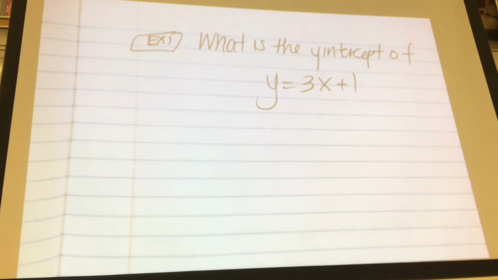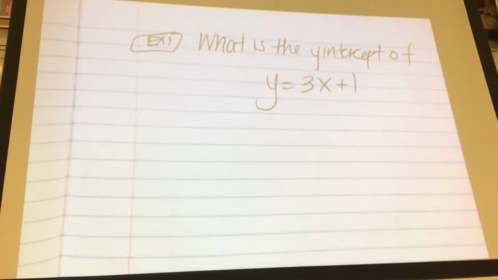I have a question for you, Jason. What is my y-intercept in this problem? 3x. Careful. Alright, your y-intercept is 1. What is 3? 3 is the slope. Very good. 3 is the slope. 1 is the what, Jason? The y-intercept.